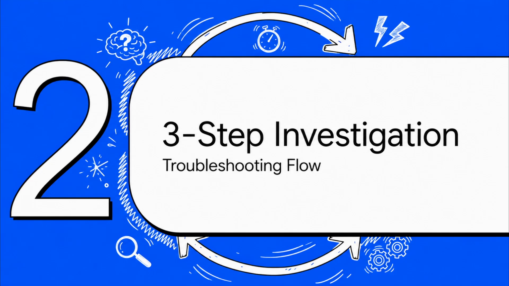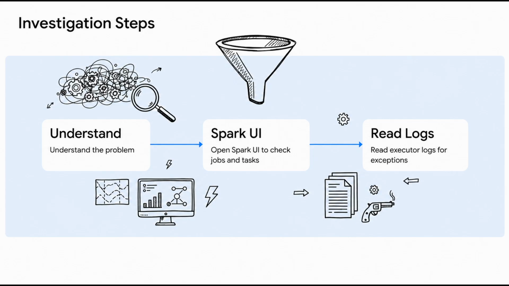Moving right along to section 2, the three-step investigation. This is a troubleshooting flow you can easily execute even under pressure. Step 1, understand the problem. Step 2, open the Spark UI. And step 3, read the Executor logs. Delivering this methodical, funneled approach in an interview shows you know exactly how to trace a failure right from the top down.